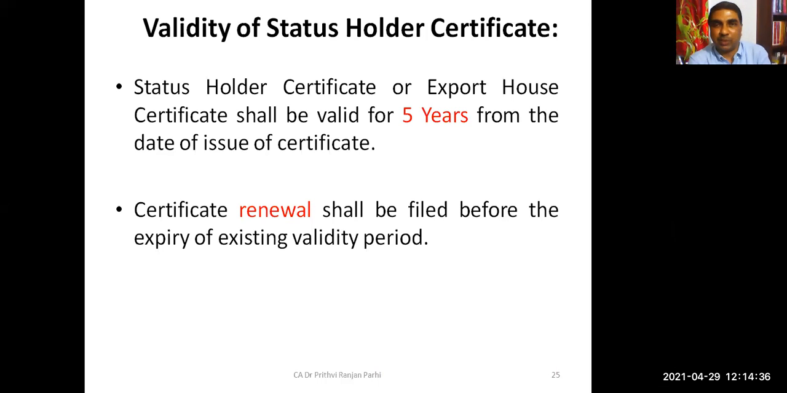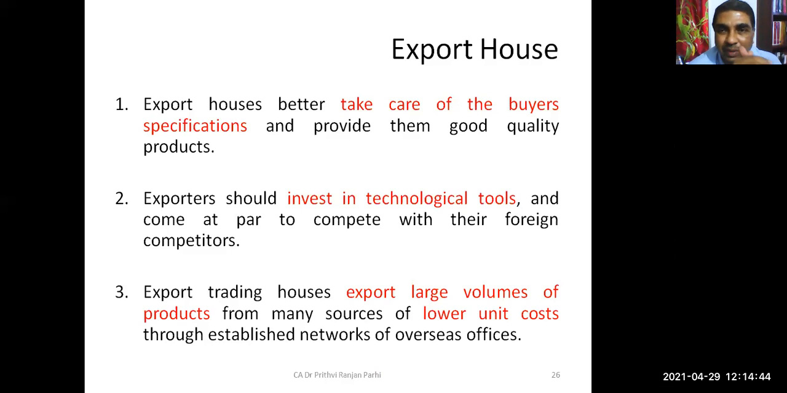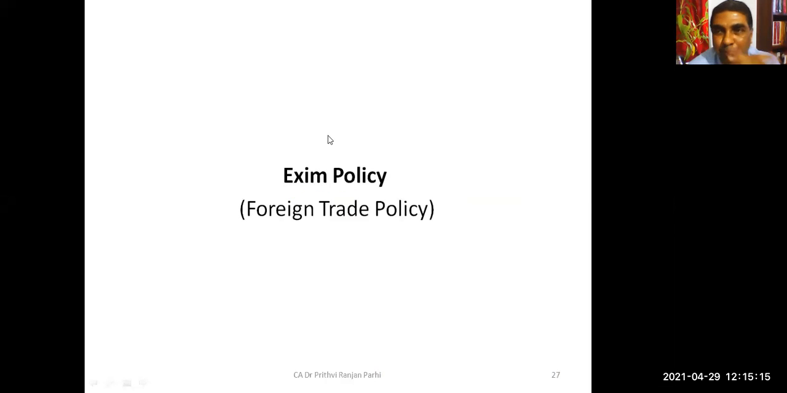Once somebody obtains an export house certificate from DGFT, it is valid for 5 years. It can be renewed subsequently. So the basic function of an export house is that they take better care of the buyer's specification and provide them good quality products. They invest in technological tools so that their products and services can be competitive in the international market. They export large volumes of products so that the per unit cost comes low. So this is about export house.